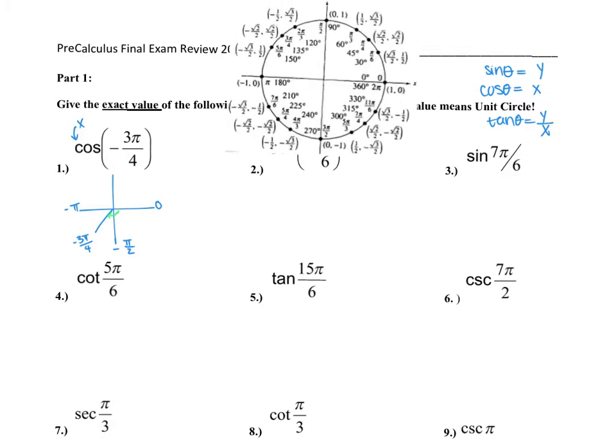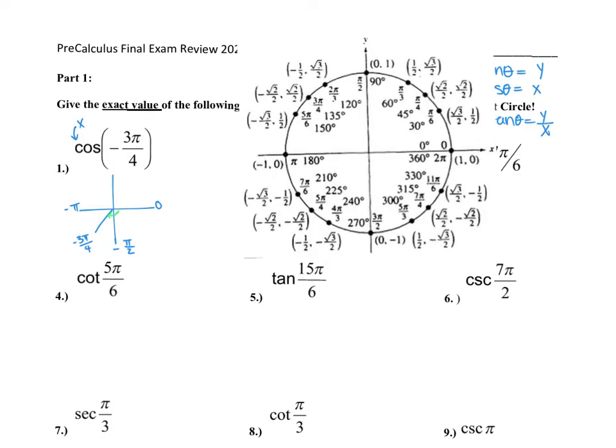So if we look at our unit circle, that would be equivalent to 5π/4, which is at 225 degrees. So it looks like my x value there is -√2/2. So I'm looking for the cosine value, so I am looking for the x value there. So -√2/2, and then that's it.